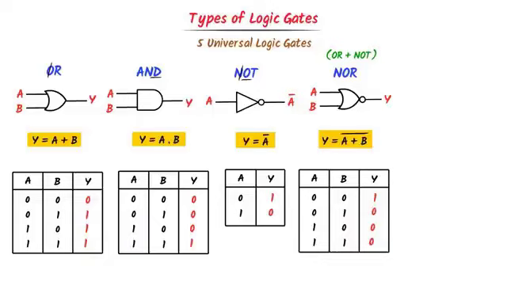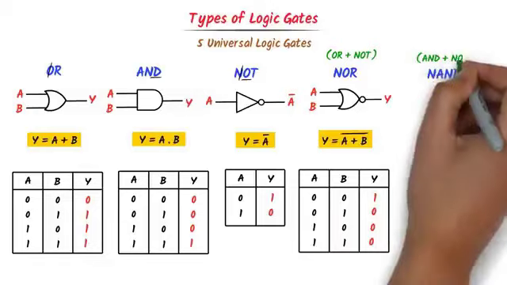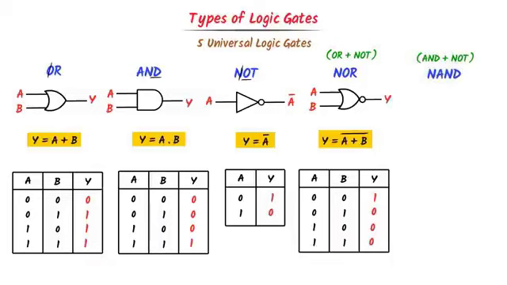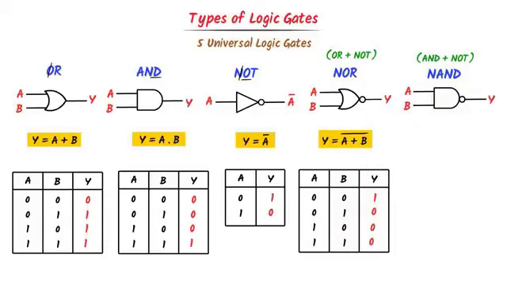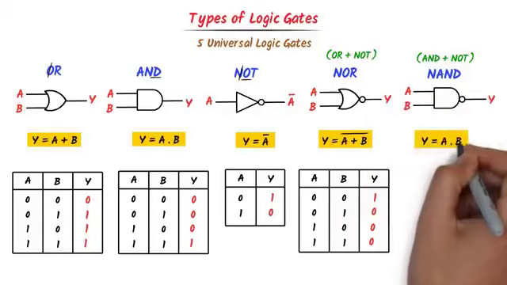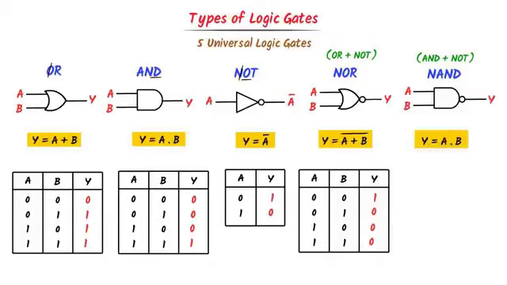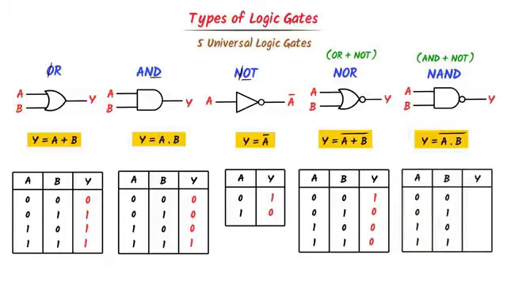The last and fifth gate is the NAND gate. We take the NOT gate and the AND gate to form the NAND gate. Here I draw the AND gate and I put a small circle in front of it. This is the NAND gate. Now listen carefully. The AND gate will multiply the inputs A and B and the NOT gate will inverse it. Let me repeat it. The AND gate will multiply the inputs A and B and the NOT gate will inverse it. So I write AND gate Y equals A dot B, then I put a bar on it because the NOT gate will inverse it.